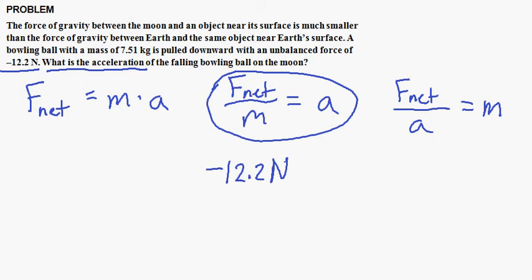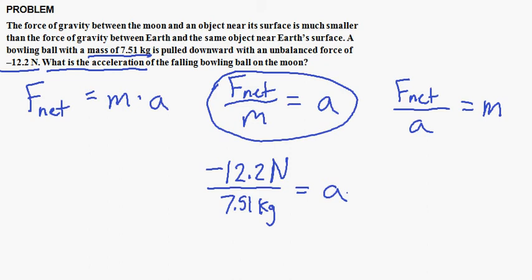We also want to look for the mass, and that's earlier in the problem where it says it's a mass of 7.51 kilograms. So I plugged in the negative 12.2 newtons for the net force because that's what it represents. I plugged in the 7.51 for the mass because that's what it represents. And we should have something that is ready and solved for the acceleration we're looking for.